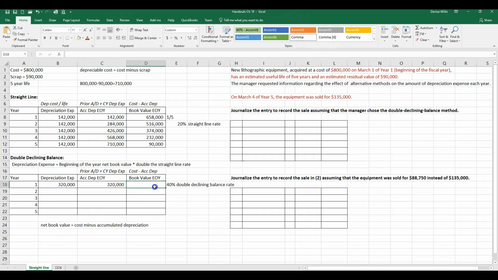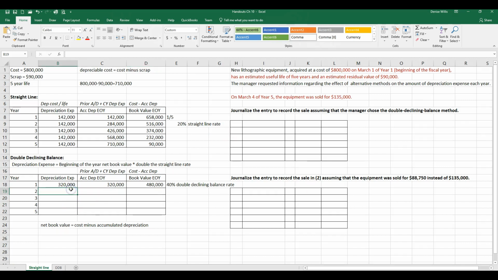Now, let's get our book value here. Okay, we said that's cost minus accumulated depreciation. I typed that in down here. I've got it right up here. So the cost is $800,000, and we're going to subtract $320,000. So our book value is now $480,000.